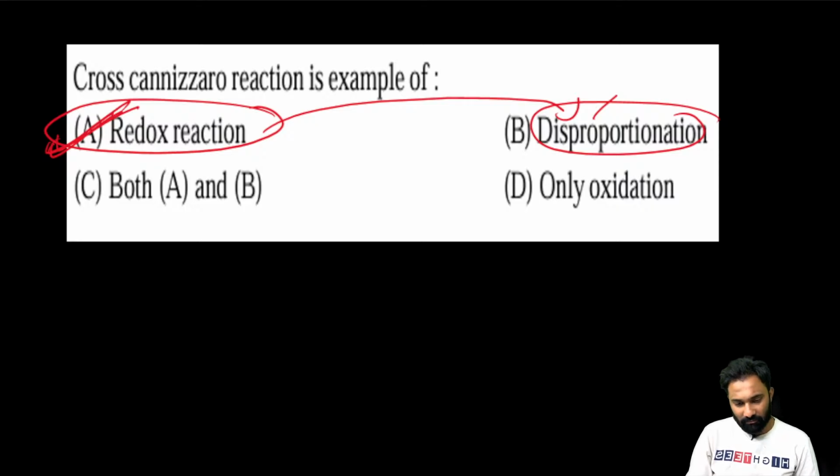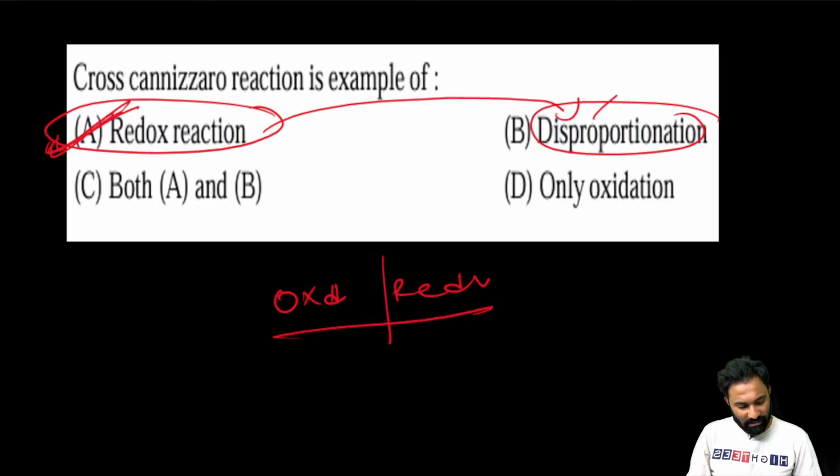My dear, why are you getting confused? See, one is getting oxidized and another is getting reduced. This is known as a redox reaction, right? Disproportionation reaction means the same element undergoing oxidation and reduction, also called a redox reaction only.